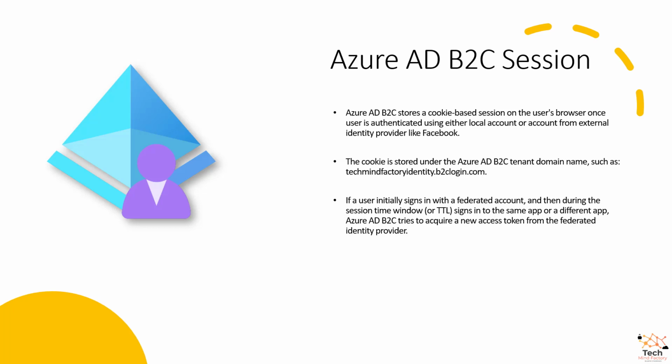When we try to sign in to another application which is secured by B2C and we use our federated account like Facebook, B2C will try to acquire a new access token for this application. If a federated identity provider session is expired or invalid, the federated identity provider prompts the user for their credentials. So as I mentioned before, the external identity provider controls its own session with its own cookie.